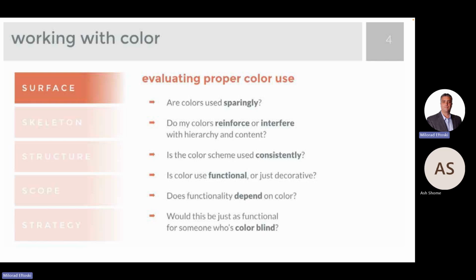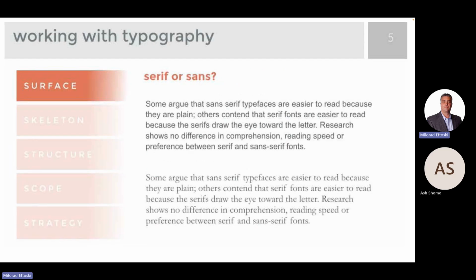So basically, again, evaluating proper color use, you've got to ask yourself these important questions. Are colors used sparingly? Do your colors reinforce or interfere with hierarchy and content? Is the color scheme used consistently? Is the color use functional or just decorative? Does functionality depend on color? Would this be just as functional for someone who's colorblind? There are people who sometimes can't differentiate certain colors, so contrast plays a key role in that sense.